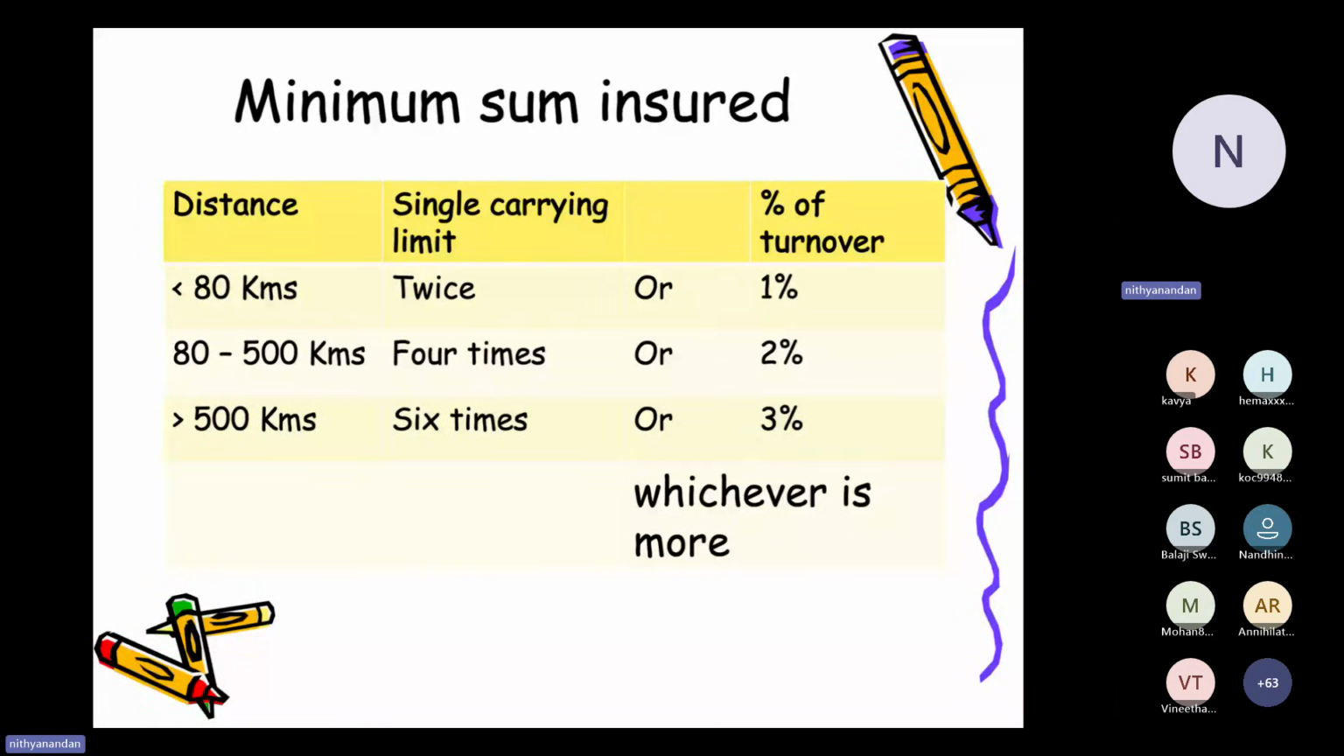This is the minimum sum insured. You just go through this, if possible, remember, or otherwise leave it. Questions may not be asked on this. If the distance is less than 80 kilometers, the single carrying limit should be twice the sum insured, and 1% of the turnover, whichever is more. Like that, they have given some table. You just go through that. If possible, remember it, otherwise leave it.